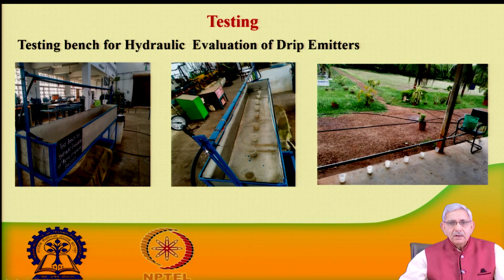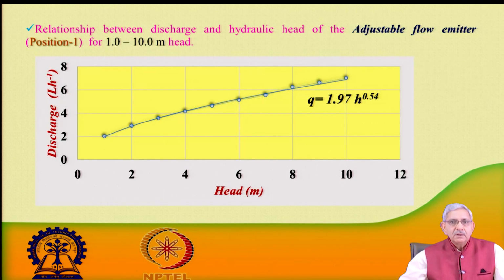We will come to the laboratory class and give you more detail about testing of the dripper, but I would like to show you some of the results of this particular dripper when it is operated at different heights. There is a relationship in the form of an equation, q equal to 1.97 h to the power 0.54, which is the orifice flow equation.